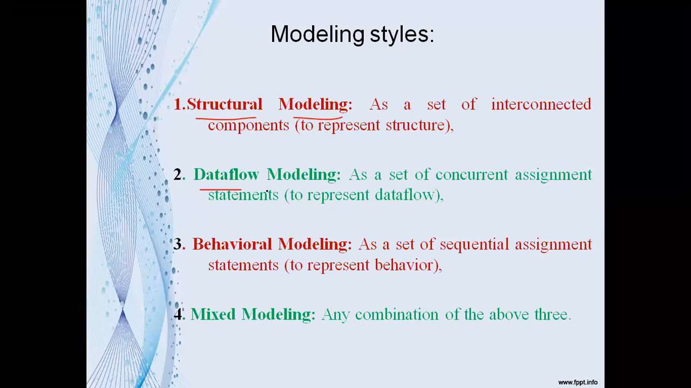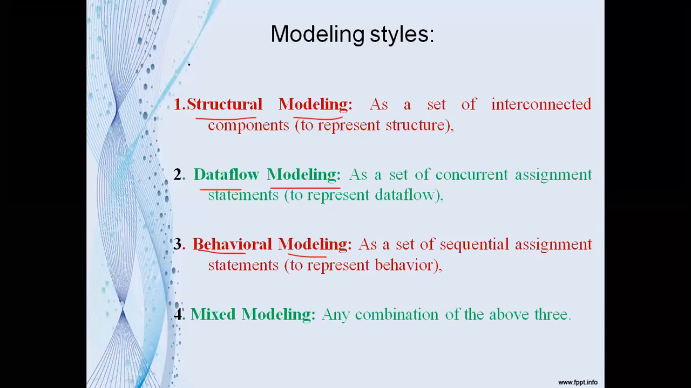data flow modeling, behavioral modeling, and the fourth one is the combination of any of the previous modeling styles. It is called mixed modeling. So it is a combination of any two modeling styles. So we have 4 modeling styles. Basically it is 3, and one extra is the combination of any 2 modeling styles.